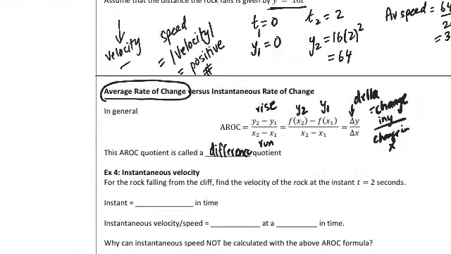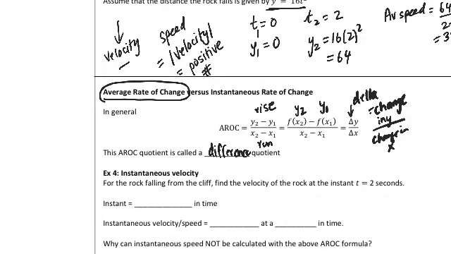So all of these things are formulas for the average rate of change, and this one is important to remember. The formula is important to remember, as is this way of talking about it as a difference quotient, right? So this is important. Okay, now we come to calculus, instantaneous velocity.